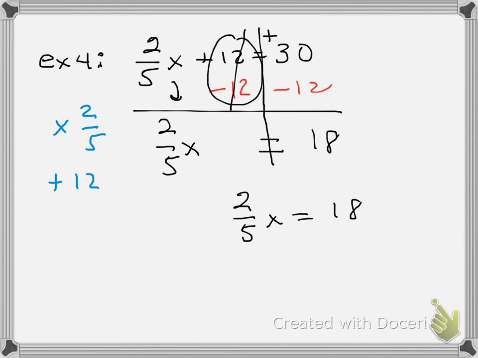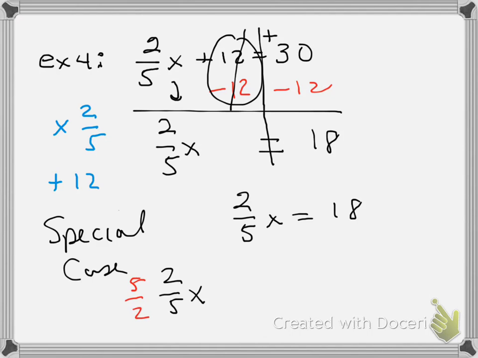We can divide both sides by 2/5, but this is a special thing. We could do a special trick here, special case, okay? The special case is that whenever you see a fraction like this next to a variable, you can multiply its reciprocal. And the word reciprocal means you can flip it. So instead of 2/5, we're going to multiply both sides by 5/2.